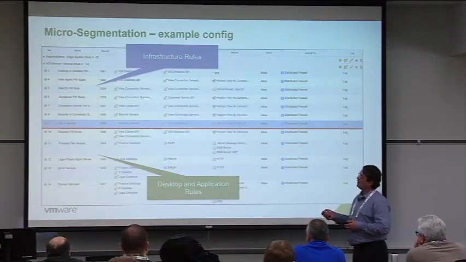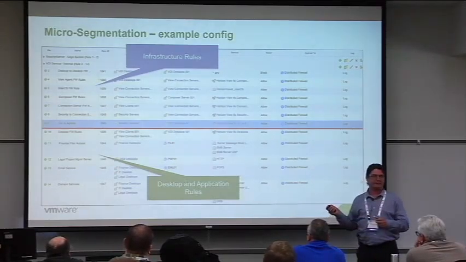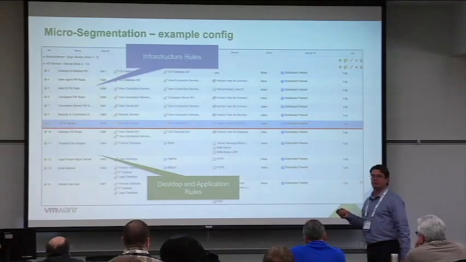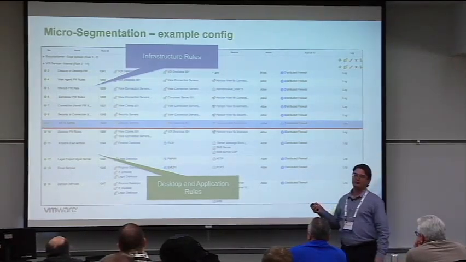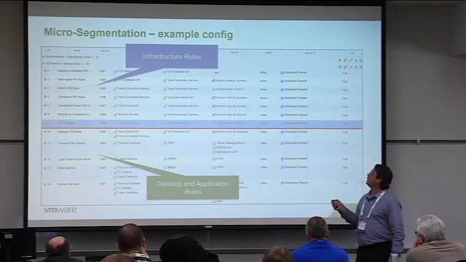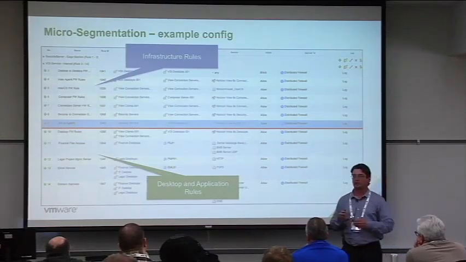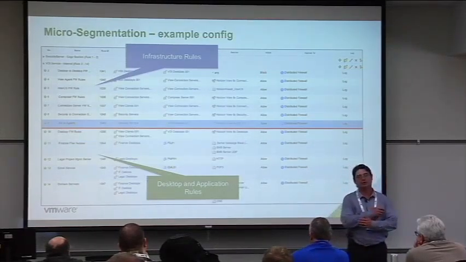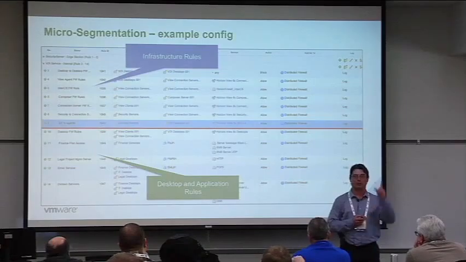In this model, I create a rule that says VDI desktops. Anything in the VDI desktop security group trying to talk to anything else in the VDI desktop security group across any protocol, I'm going to block it. I've just severed communication between every single desktop in my environment. One firewall rule.